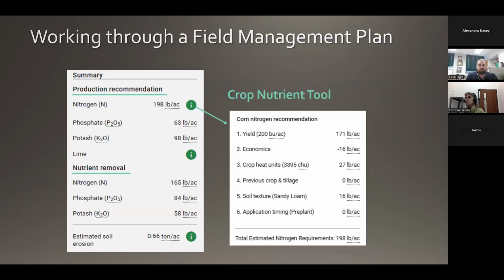So this is the crop nutrient tool. In the crop nutrient tool, I put in my yield goal, I put in my location. It gives me an idea of what my production recommendations are based on soil test and based on the nitrogen calculator. And then it also gives me that nutrient removal based on just my crop removal and yield. The nitrogen calculator is built into the AgriSuite tool. So if you click on the I button, it gives you the different parts of the corn calculator.